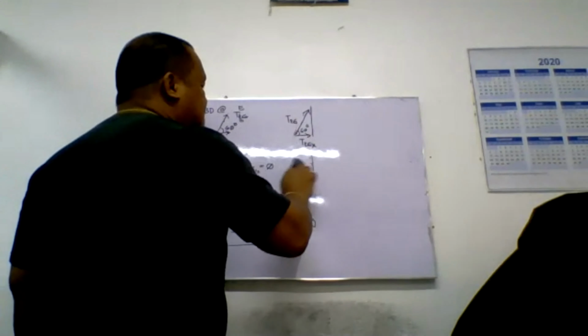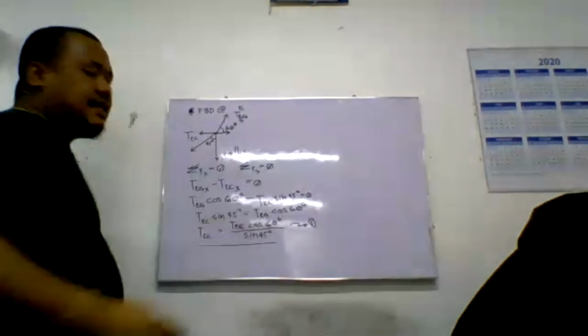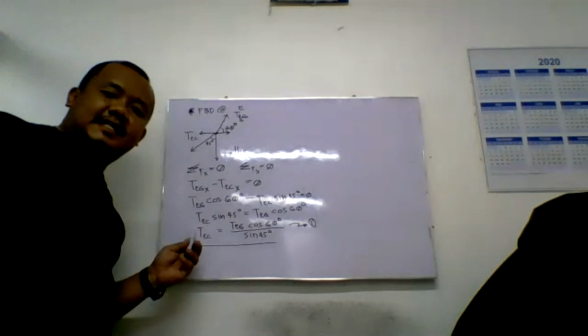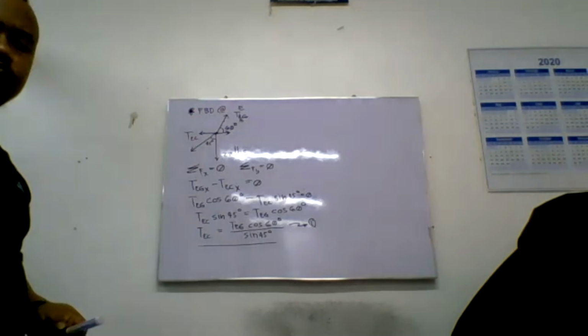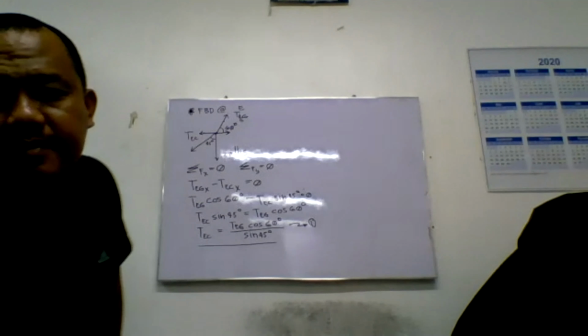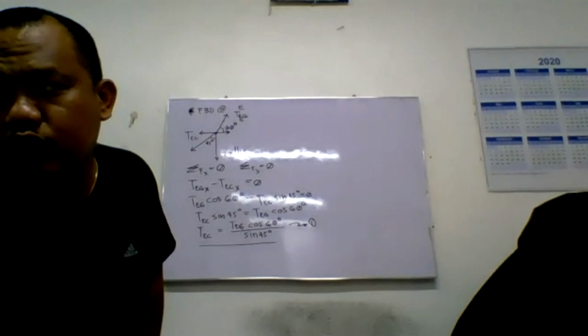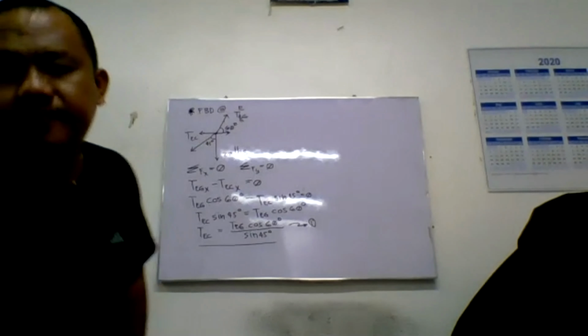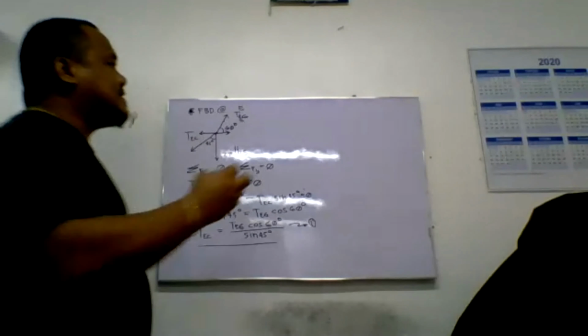Now, if you have noticed, in our equation number 1 we have two unknowns, T_EC and T_EG. For two unknowns, we need to have two equations. That is the rule in algebra: two unknowns, two equations. So what's next?